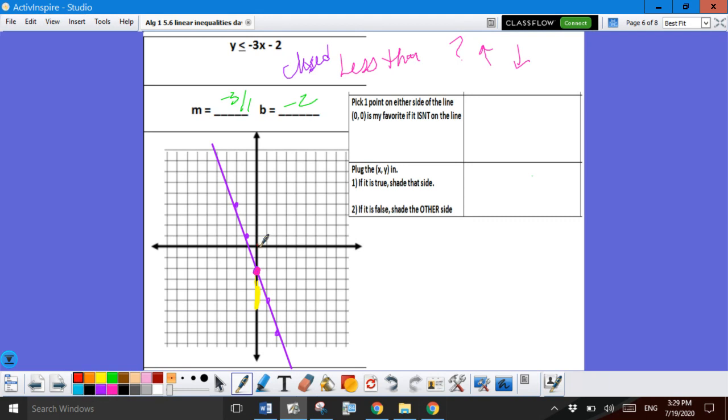Well, let's test 0, 0 and see what happens. So 0, remember we're substituting in to this equation. Less than or equal to negative 3 times 0 minus 2. This is going to go away. So really, I don't even care about that. 0 less than or equal to negative 2. That is false. So where the 0, 0 is, this side is false, which means this side is true. And I always shade the true side. So I was correct with my assumption that if my point was at negative 2 and I was going less than, I would go down. That means I'm shading under that line.